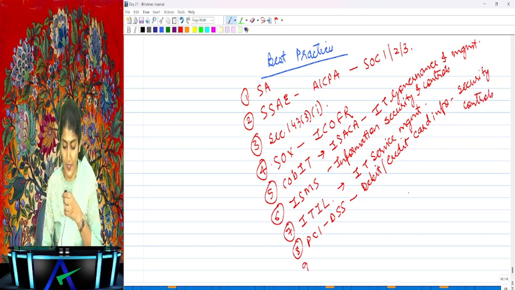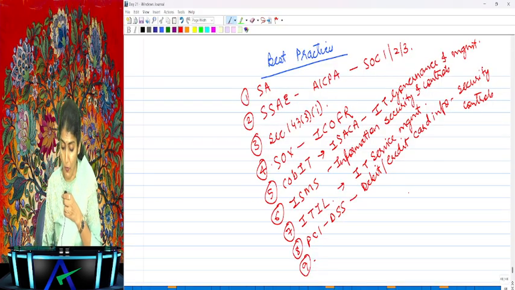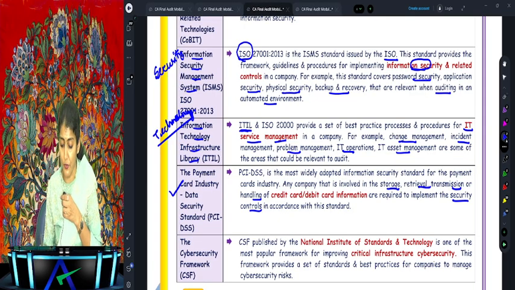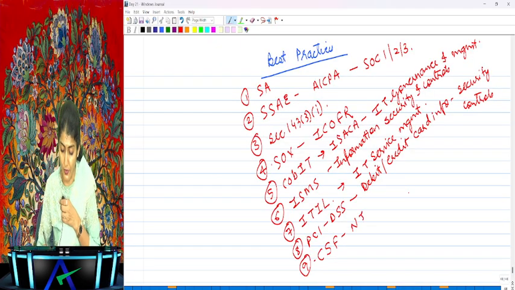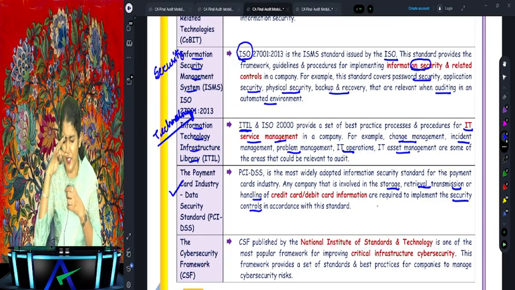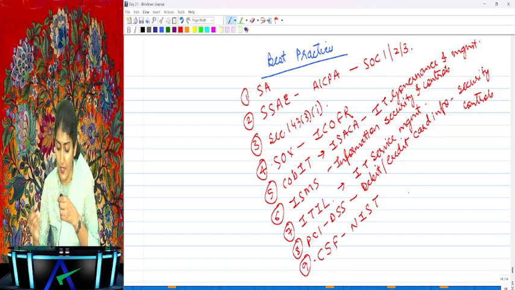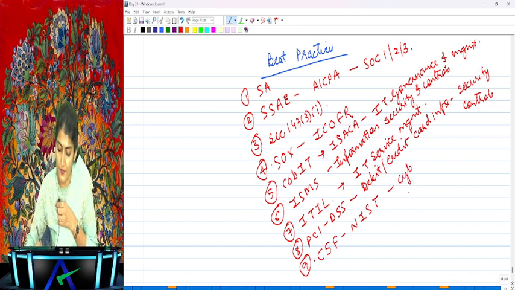Are you understanding that? And the last one is the cyber security framework. Who has issued the cyber security framework? The National Institute of Standards and Technology. And what is it talking about? It is talking about critical infrastructure cyber security. So ISMS was talking about information security, and this is talking about cyber security.